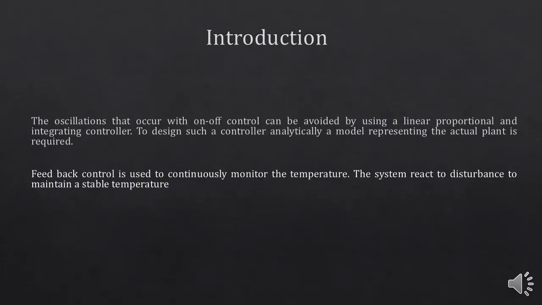The oscillation that occurs with on-off control can be avoided by using a linear PI controller. To design such a controller, a model representing the actual plant is required. Feedback control is used to continuously monitor the temperature. The system reacts to the disturbance to maintain a stable temperature.